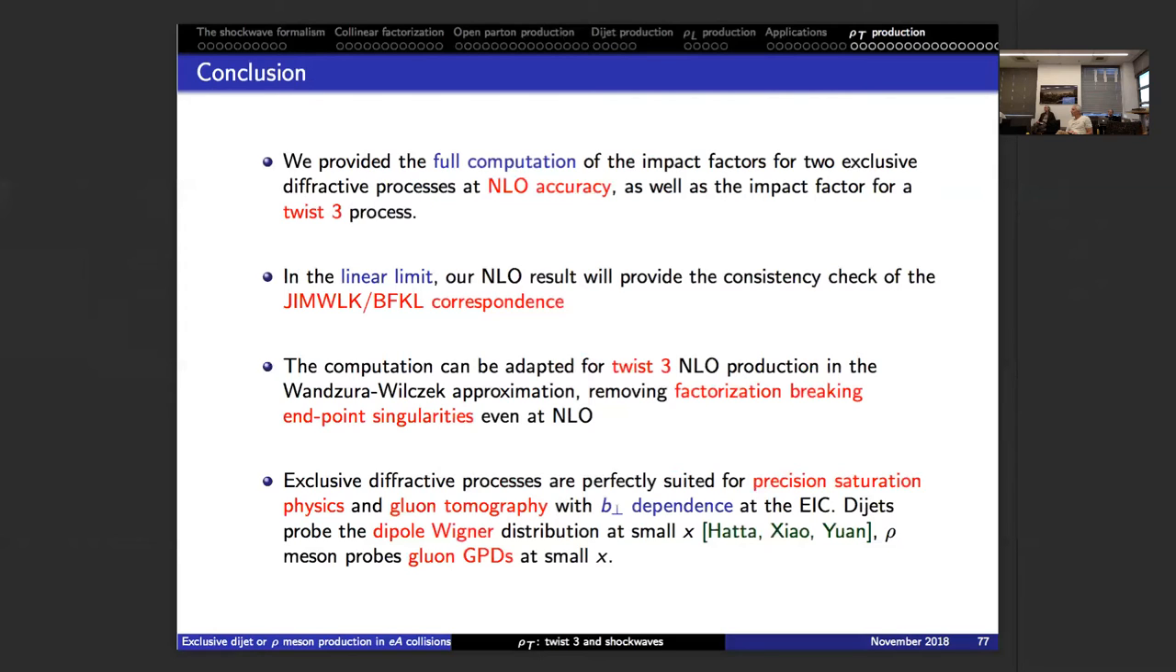That is the difference between CGC and shockwaves. I dropped everything over S. I didn't touch the target. You're touching the target and keeping some one over S correction. So your formalism applies. He's not talking about one over S. He's talking about one over Q squared. I'm talking about higher twist corrections. No one over S. So at what point did I drop that?